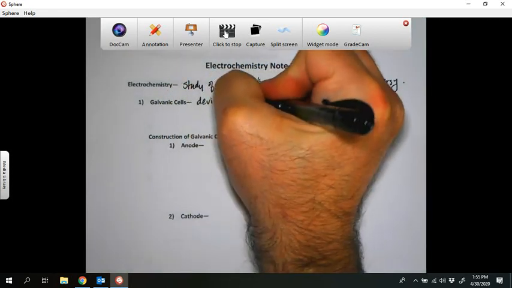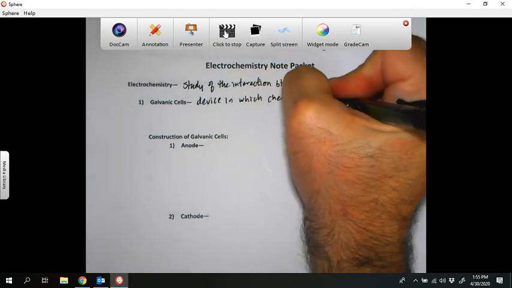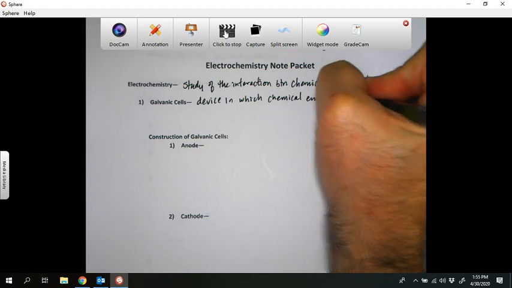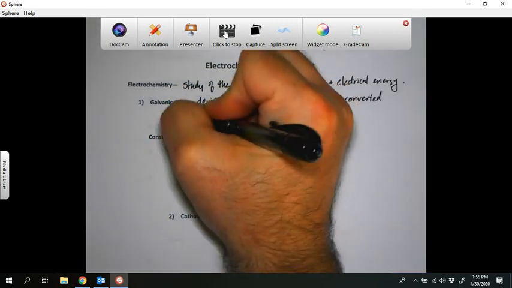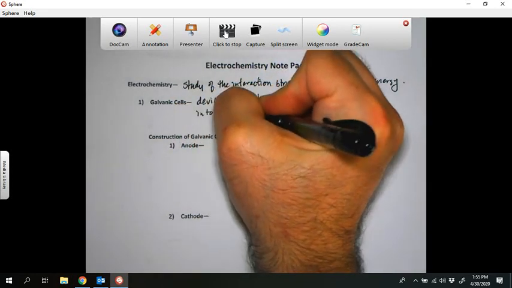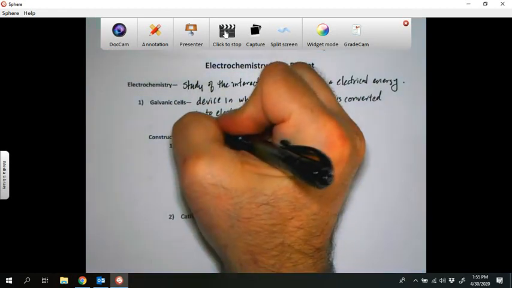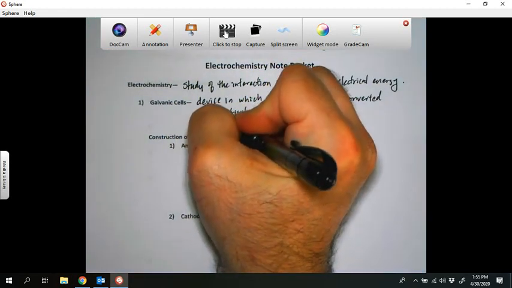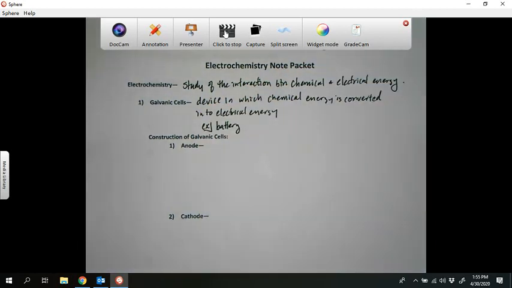in which chemical energy is converted into electrical energy. One such device, I'll give you an example, is a battery. So there's a chemical reaction in there that generates a flow of electrons.